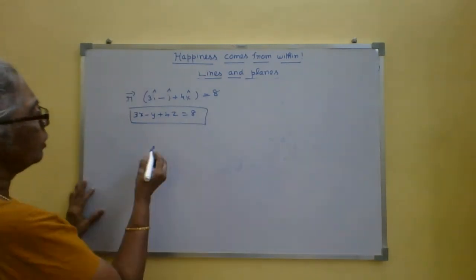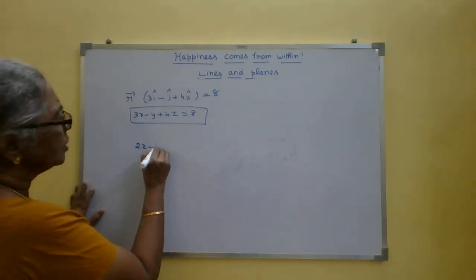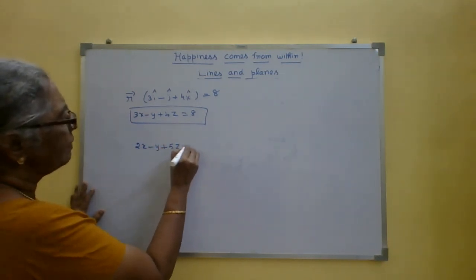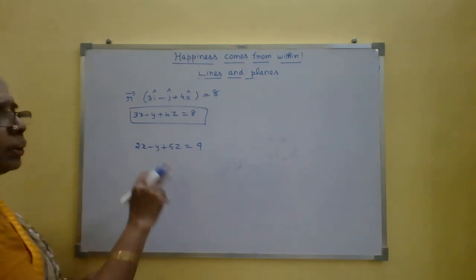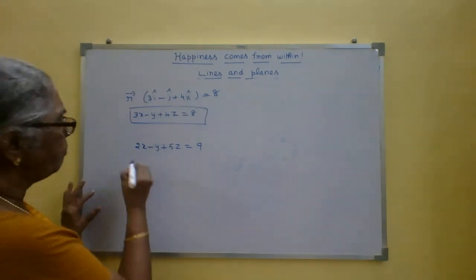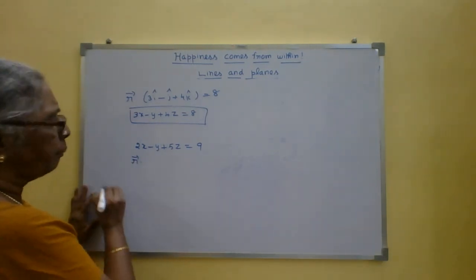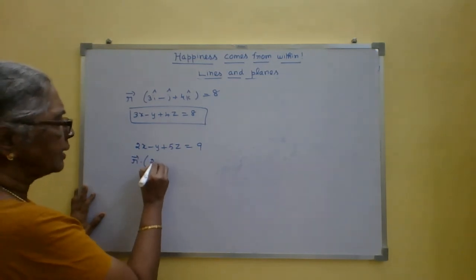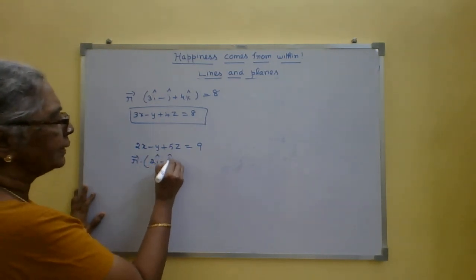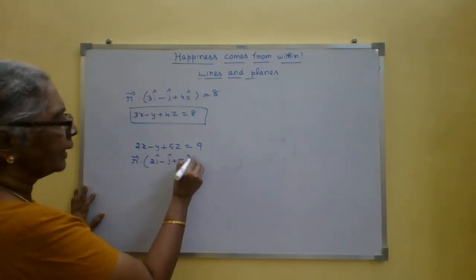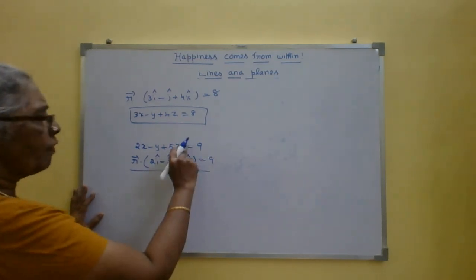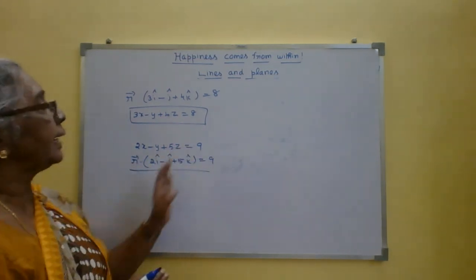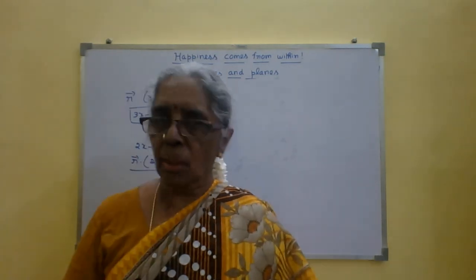Now if I give you a Cartesian equation, 2x minus y plus 5z is equal to 9, and I want to convert this into vector form, first write r vector, put a dot. Then this is 2i cap minus j cap plus 5k cap, that is equal to 9. So from Cartesian to vector, this is the chain. From vector to Cartesian, that is how you have to do.